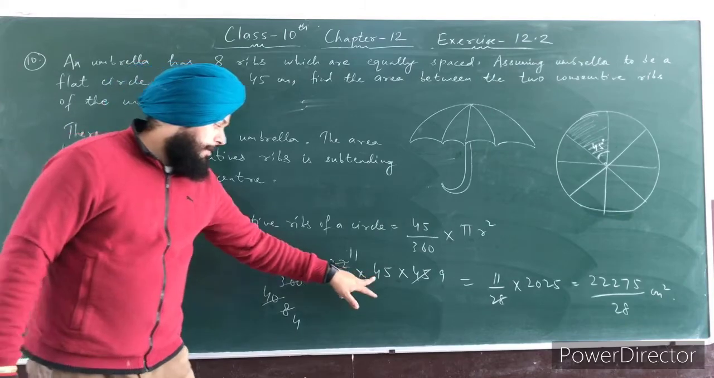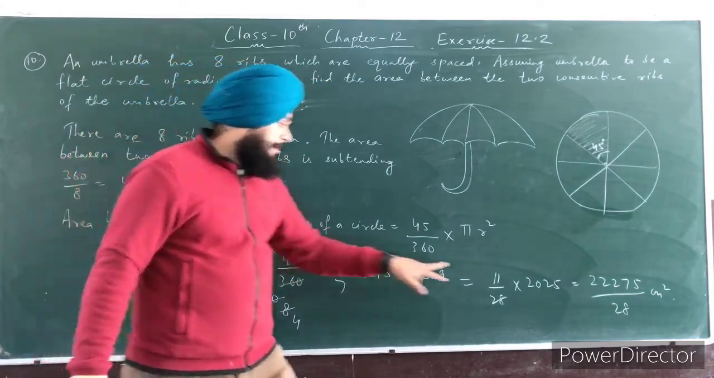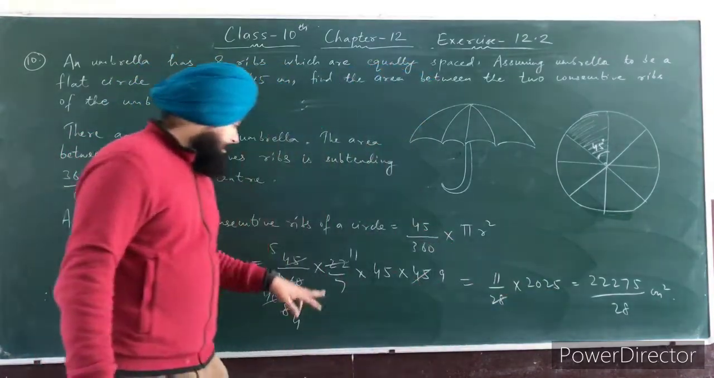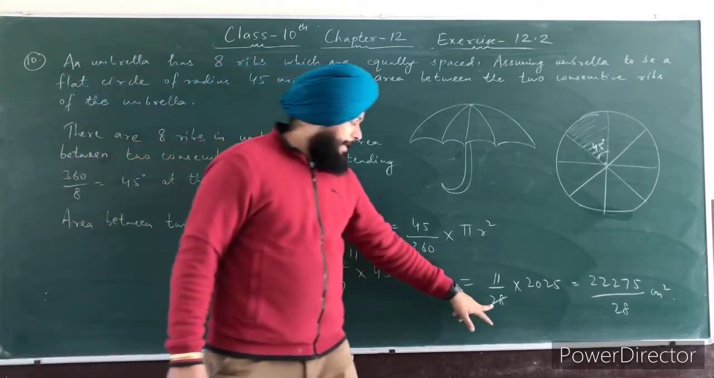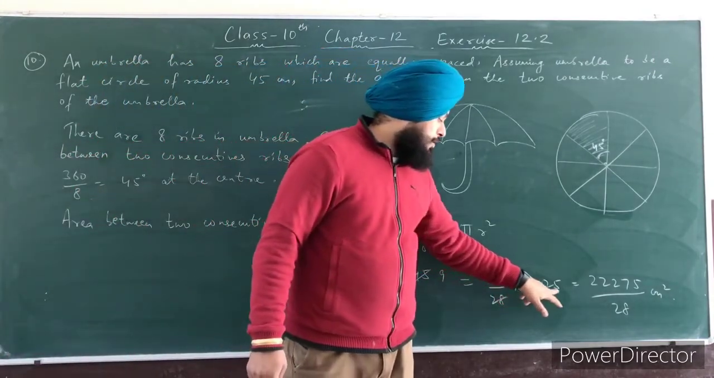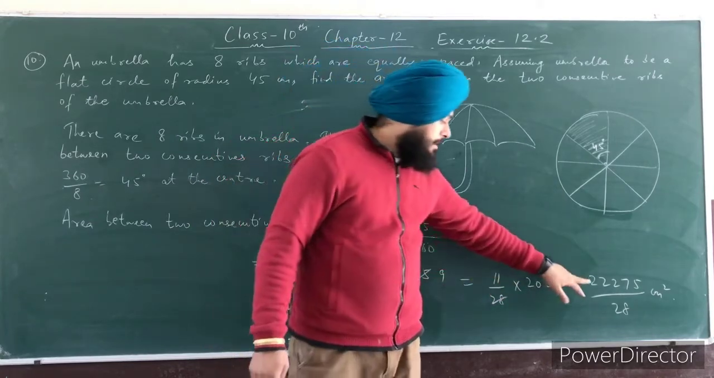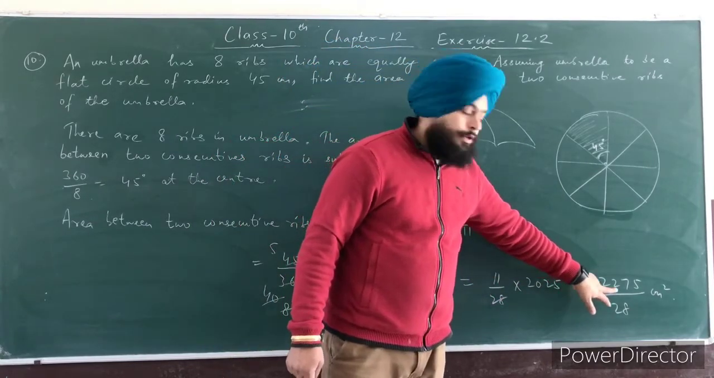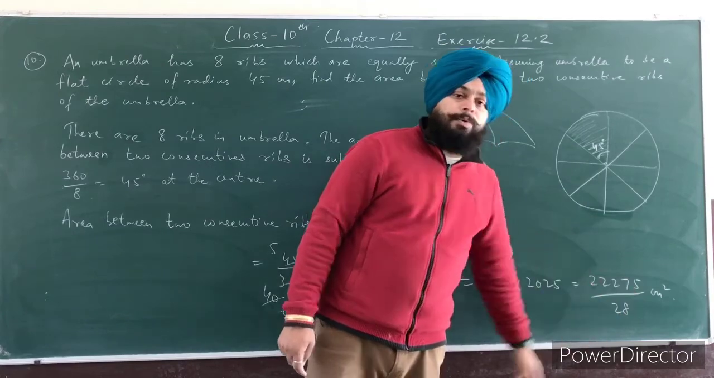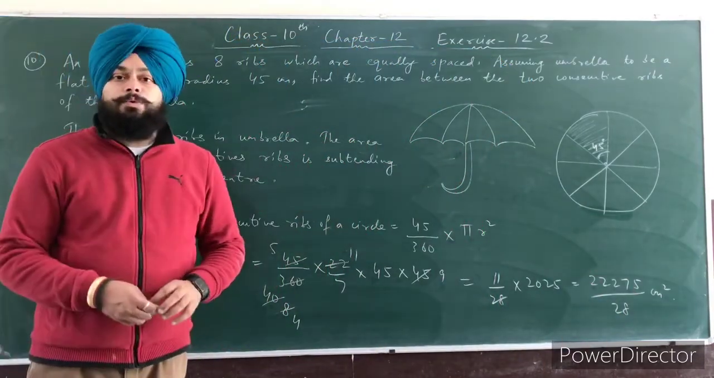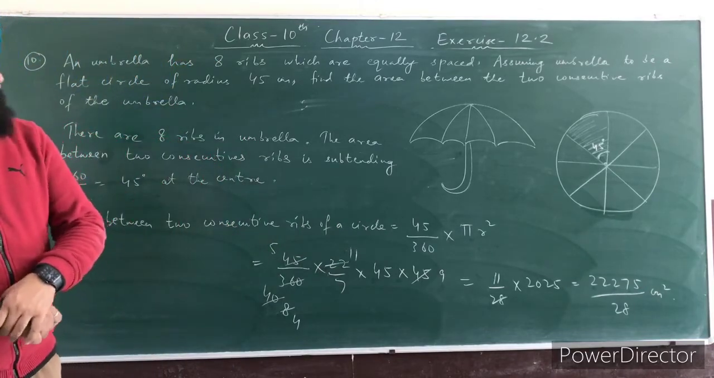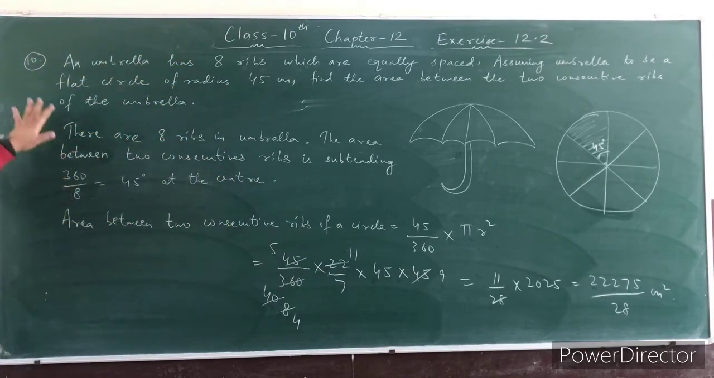So 45 into 9 into 5. It is 2025 into 11 divided by 4 7s, which is how much? 28. So multiplying this 2025 into 11, our answer is 22,275 over 28 centimeter square. So it is the area between two consecutive ribs of an umbrella. Okay students, so this is your question number 10.